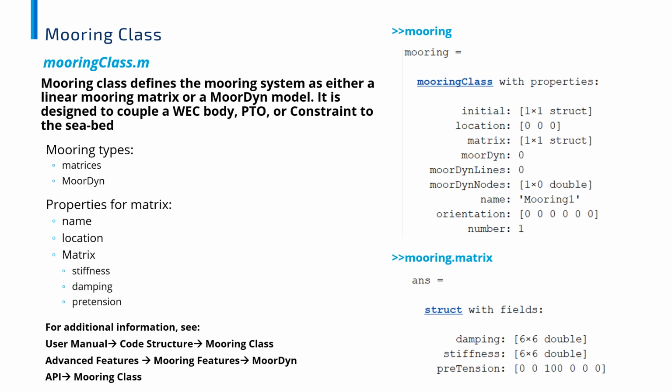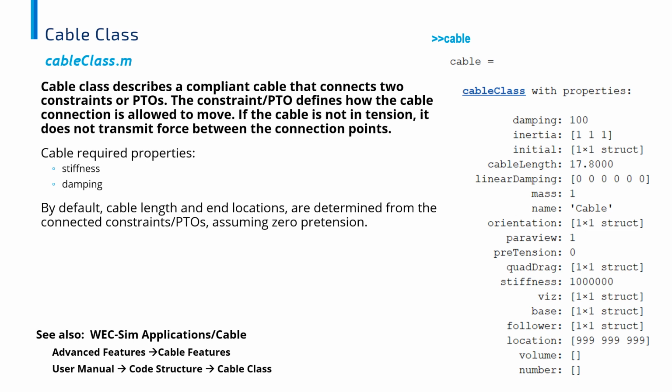It requires a name, location, and the stiffness, damping, and pretension values to be defined before it is utilized in the WEC-Sim model. The cable class is used to describe the coupling of a compliant cable, tether, or rope between two constraints or power takeoffs. The degrees of freedom available to the end of this cable, tether, or rope are defined by the particular constraint or PTO to which it is attached.